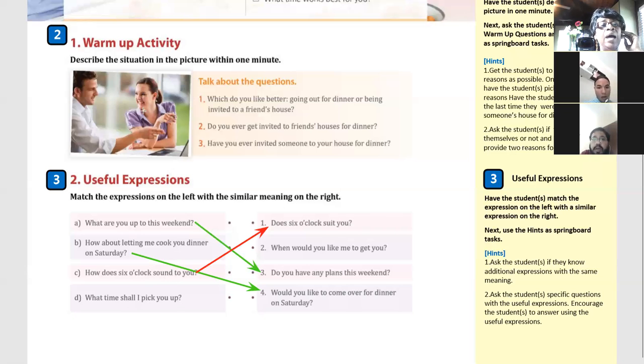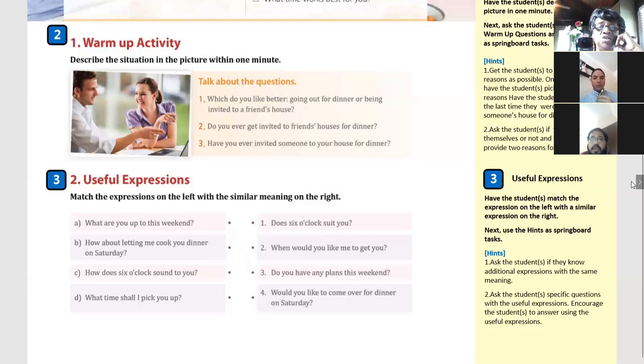And D. What time shall I pick you up? It's for Always. Number D is the second one. When would you like me to get you? What time shall I pick you up? Here you're just practicing primarily. I'm just listening to the way that you pronounce words, your enunciation. Okay. Now we'll continue.